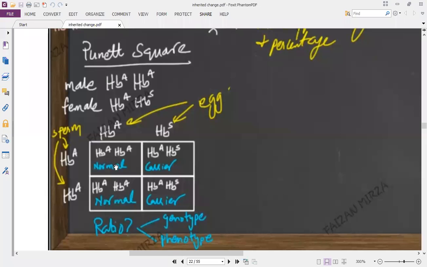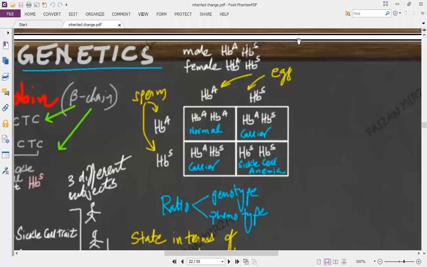And you can see the outcome: normal hemoglobin HbA HbA will be present in 50% of individuals, and the sickle cell carrier will be present in the other 50% of individuals. So there will be 50% chances of both.